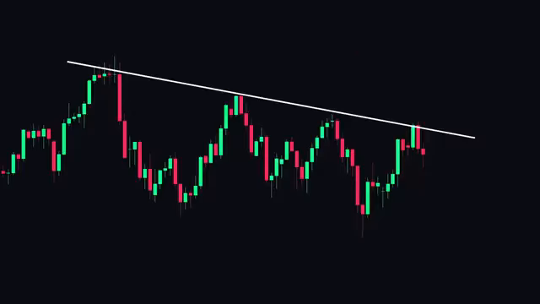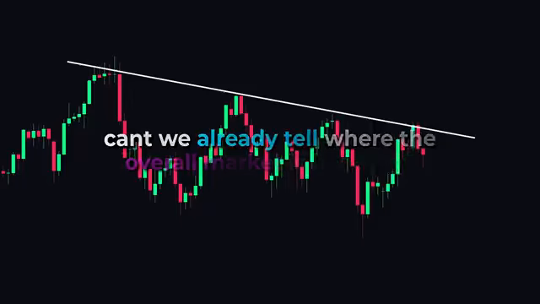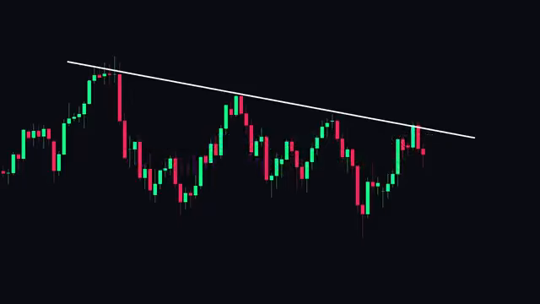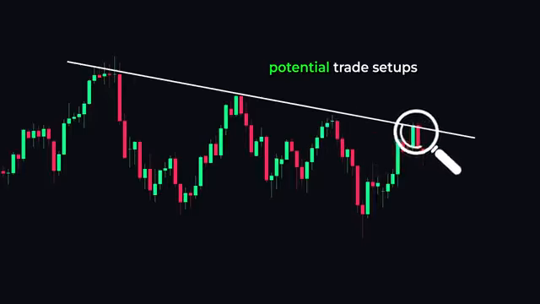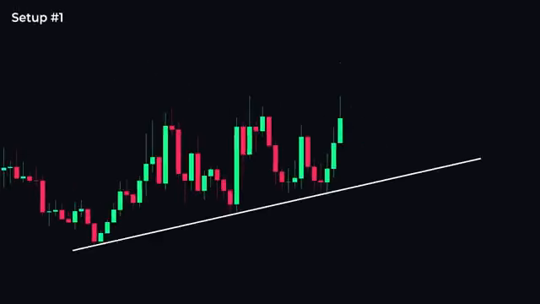Now, a question you might be asking is, can't we already tell where the overall market is heading just by looking at it? Why do we even need trend lines? The answer is simple. Trend lines do more than just show the trend. They also help us spot trade setups that we otherwise wouldn't have spotted if we looked at the charts with the naked eye.